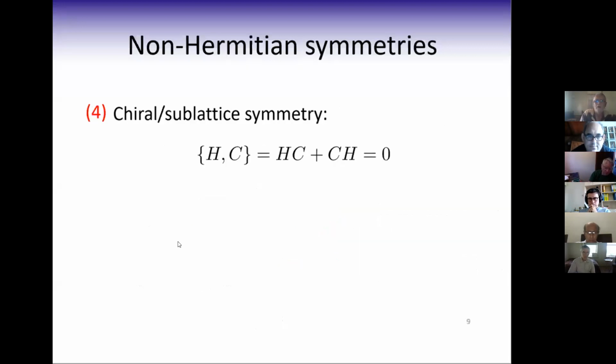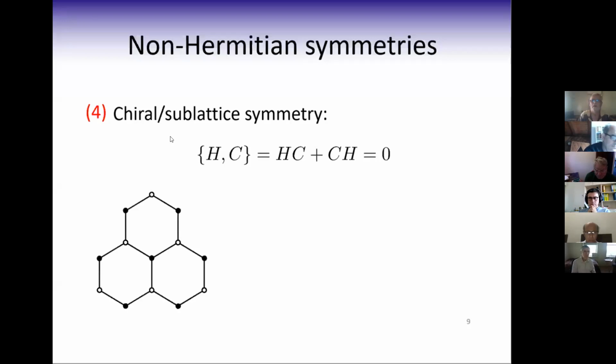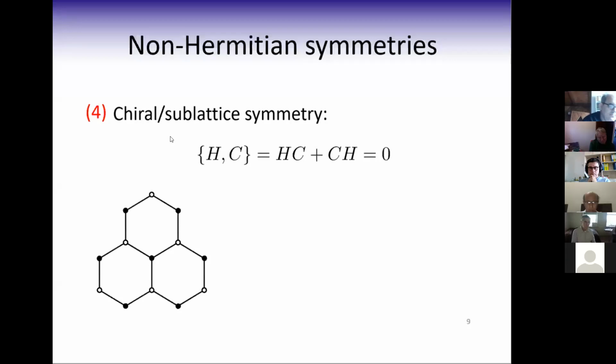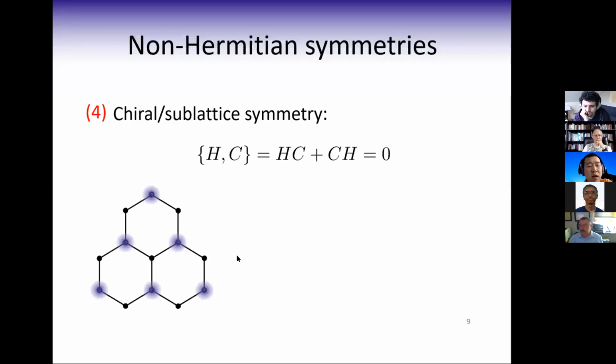Another symmetry that has found its way from condensed matter context to non-Hermitian physics is the chiral symmetry or sublattice symmetry. To understand why I put those two symmetries side by side, I'll just show you first what it means in the Hermitian context. For example, if you look at this simple lattice here on the left, which is the Heisenberg lattice, you notice there are the filled dots and then the open dots. So I'm now going to emphasize them using colors.